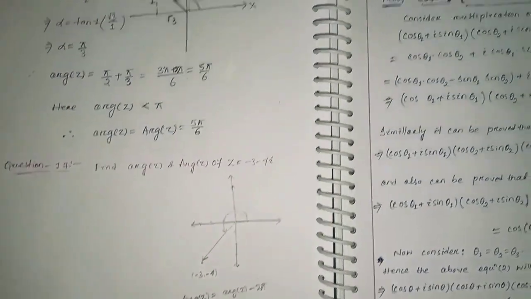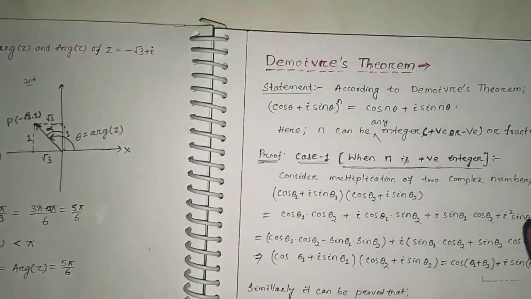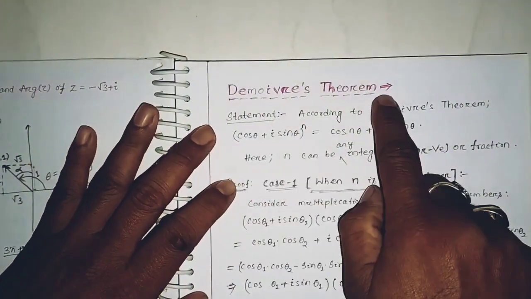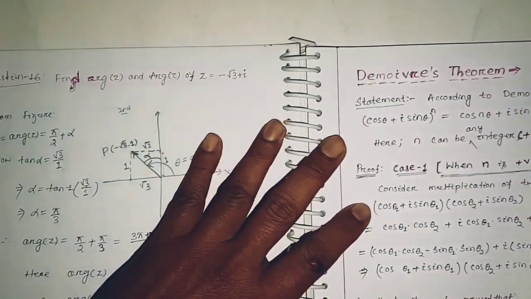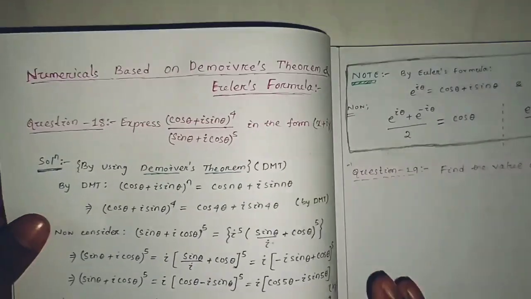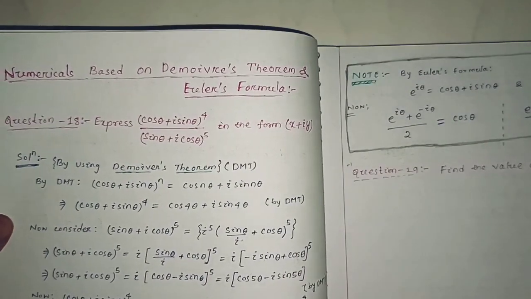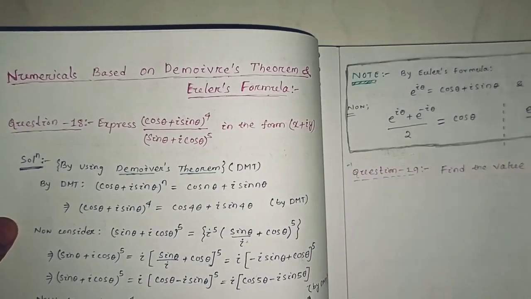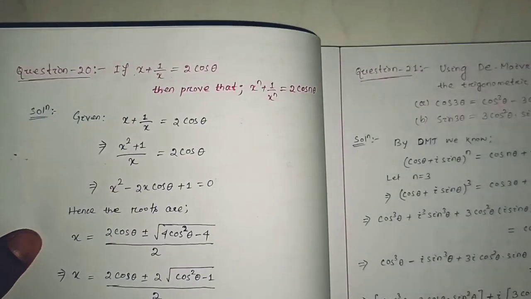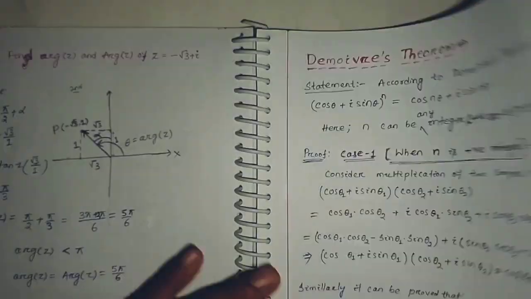Here we have to stop this lecture. In the next lecture we are going to discuss de Moivre's theorem. We have to prove it, and we are going to do some numericals upon de Moivre's theorem. By using de Moivre's theorem, we can find the roots of a complex number. How that works, we are going to discuss in our next class.